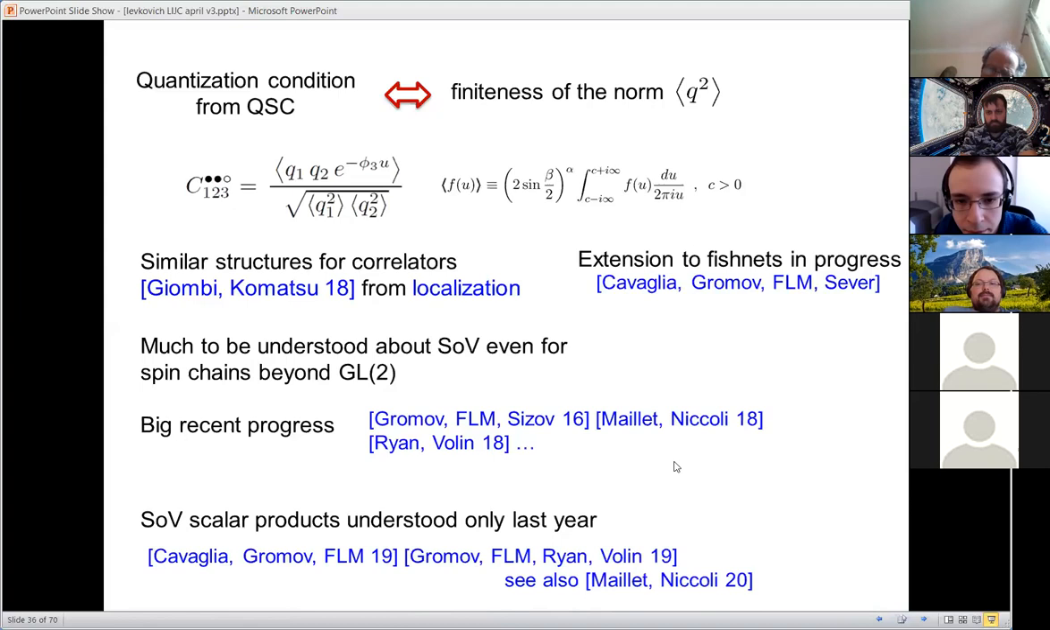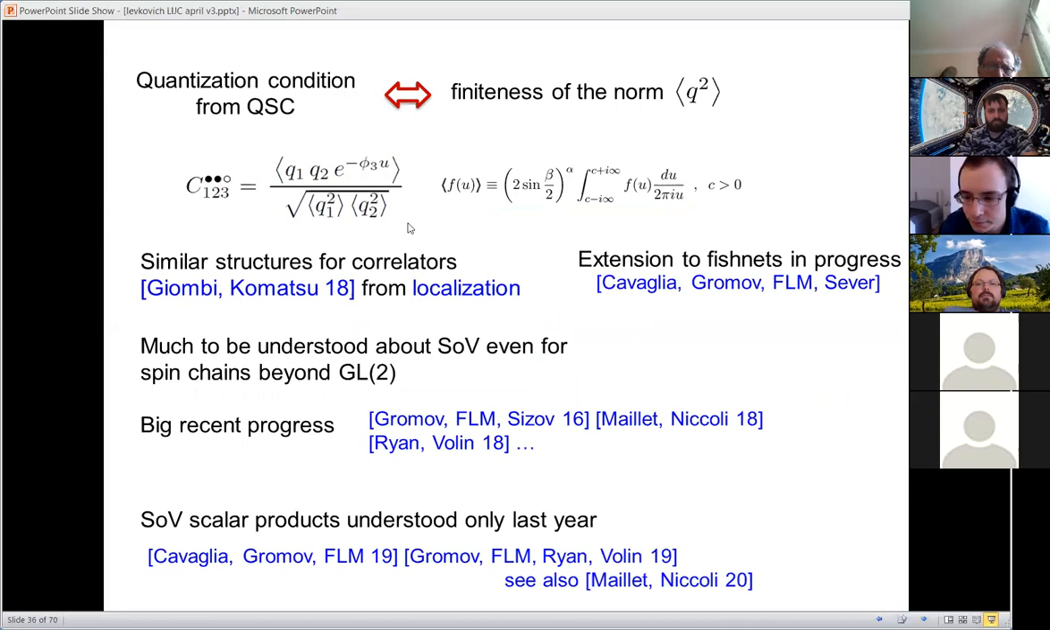Okay, so now I just come to the conclusions. Any questions on what I said? It was sketchy. I just wanted to show that there are some strong indications of more structures connecting the quantum spectral curve and separation of variables.